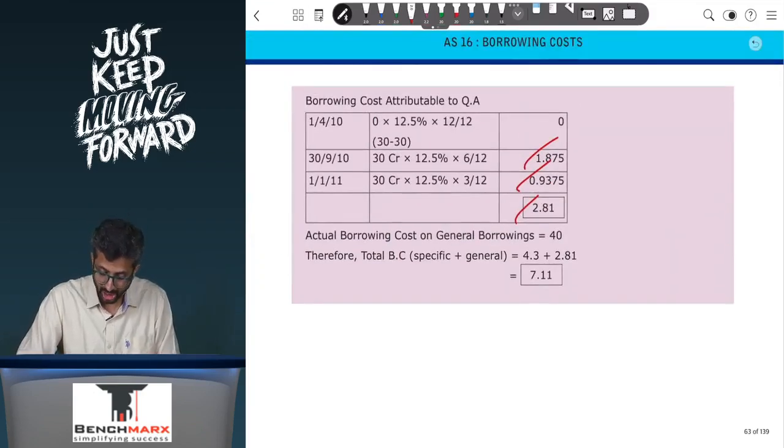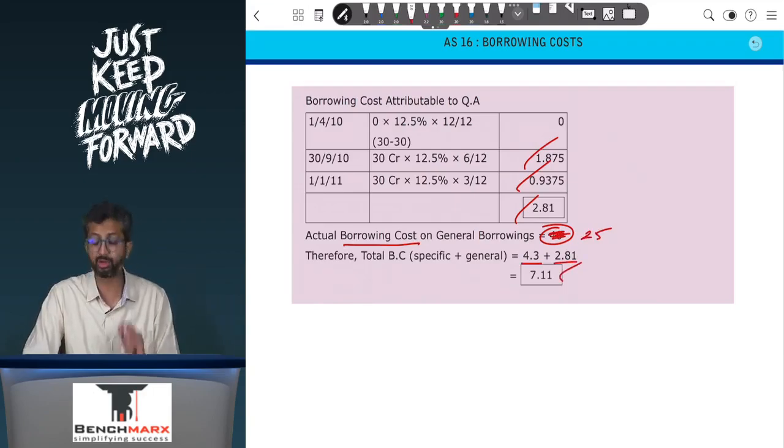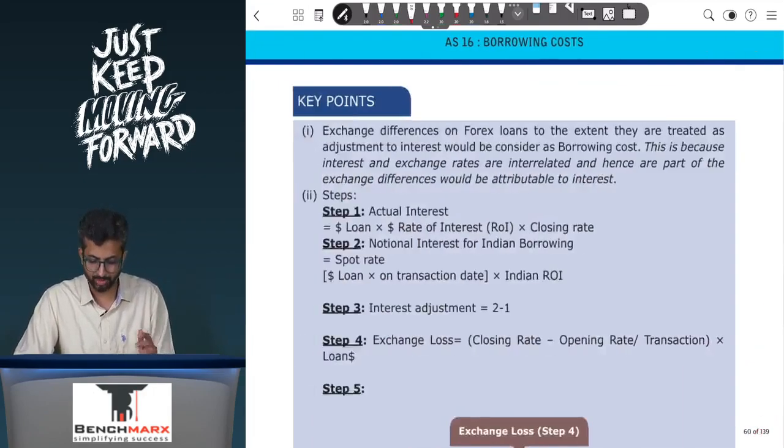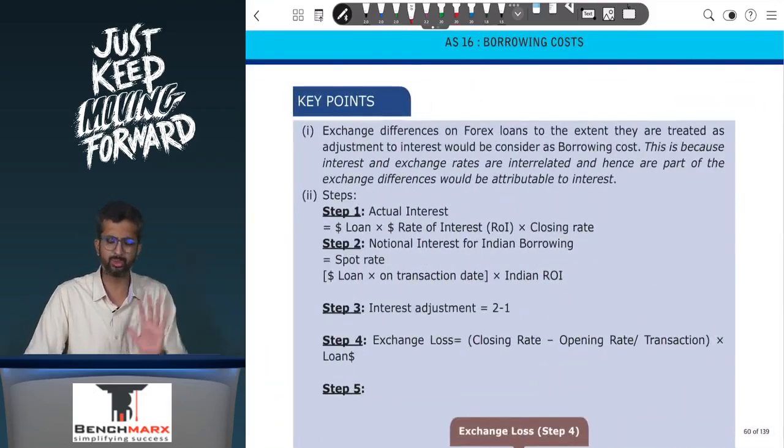So we are saying that out of actual borrowing cost on general borrowings, I think it is not 40 over here, this is 10 plus 15, that is equal to 25. So out of that, 2.81 will be capitalized. 4.3 plus 2.81, 7.11 will be capitalized. So this kind of takes care of the larger part of the theory, except for this foreign exchange adjustment, which we will discuss later, for AS16.